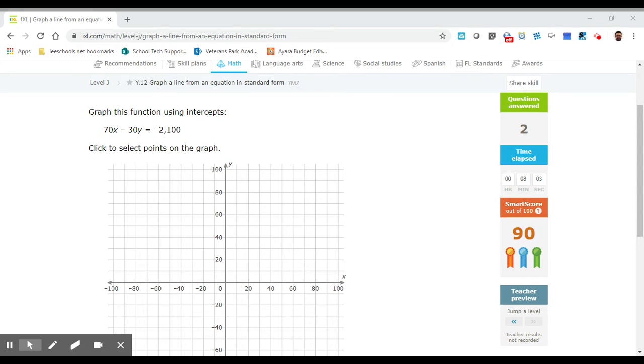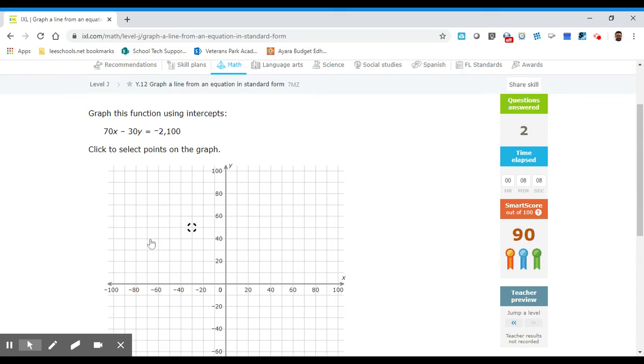Okay, so maybe you're stuck on these because they're bigger numbers. At any rate, let's go over the process. So remember, if we can isolate or get rid of the other term, we can figure out our x-axis intercept and our y-axis intercept. So step number one, let's write the equation down. So 70x minus 30y equals negative 2100.